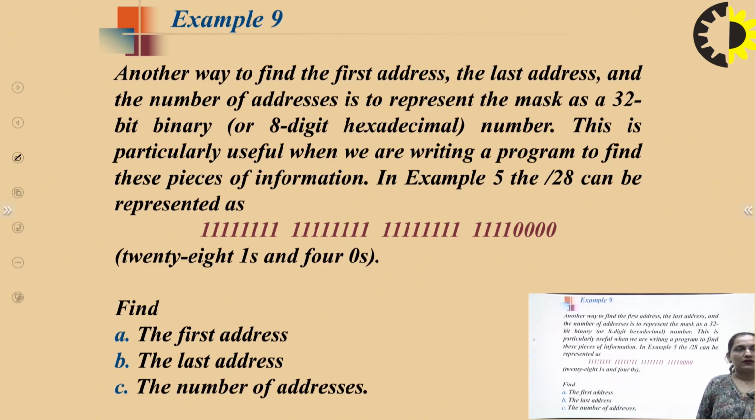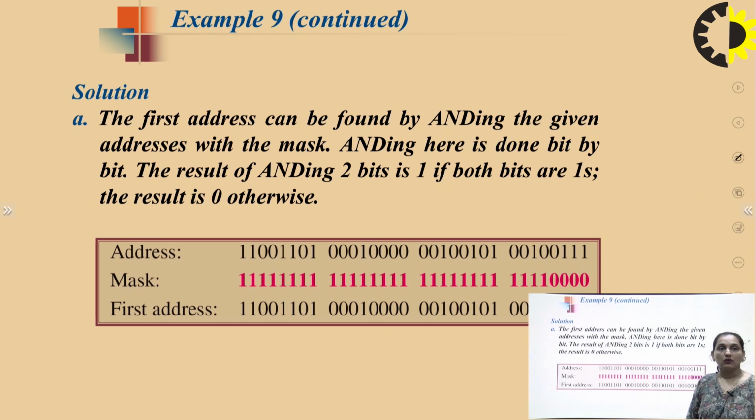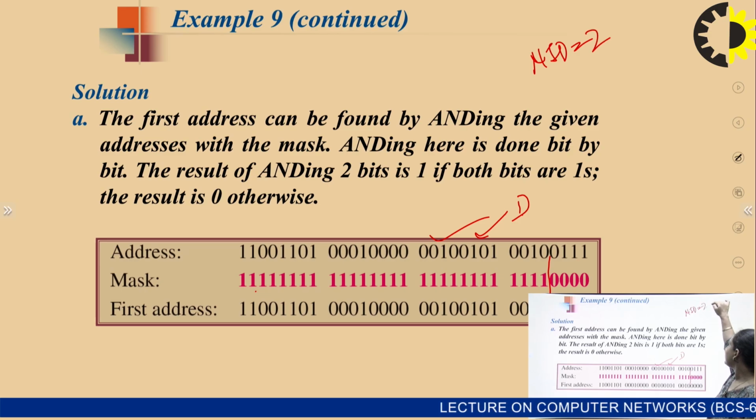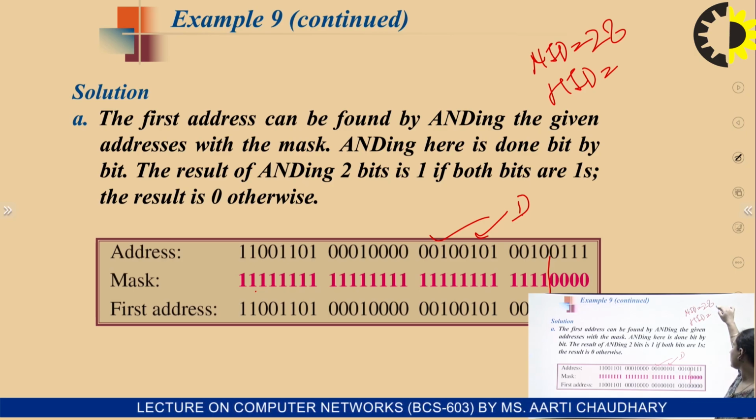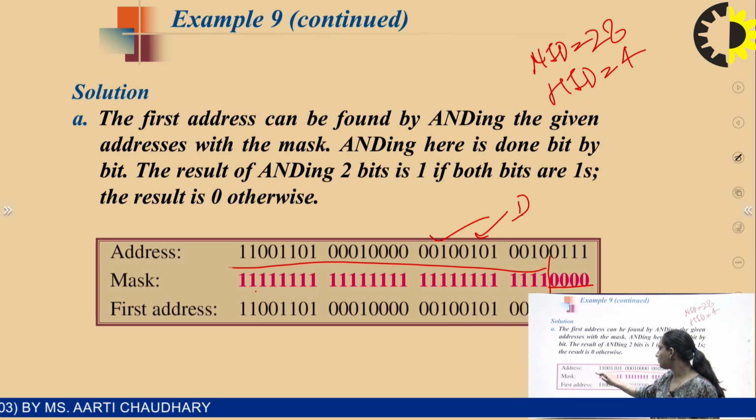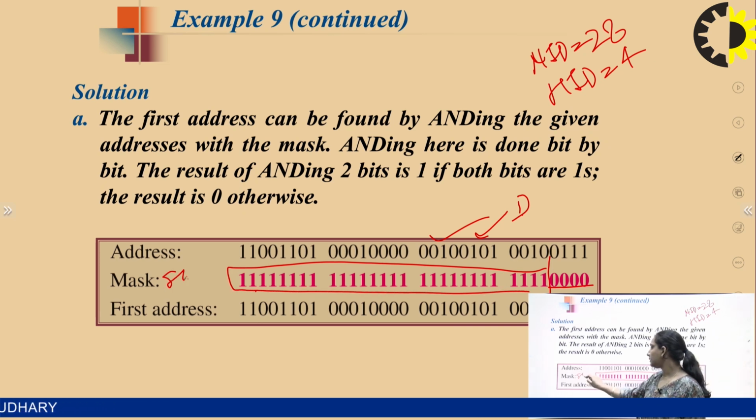So we have a first address and a last address, as in the previous example. We also have the mask address, which is the binary equivalent of the decimal one. How much network do we have? The network ID is 28 bits, and the host ID is 4 bits. Making all the 28 network bits ones and the 4 host bits zeros, this is the subnet mask.